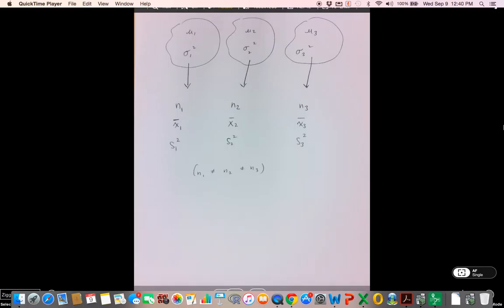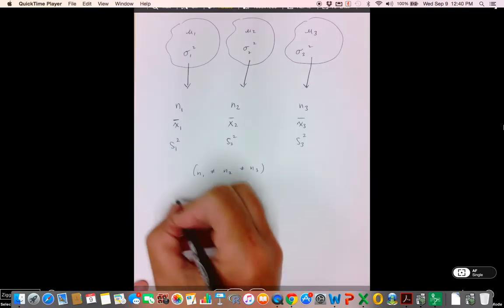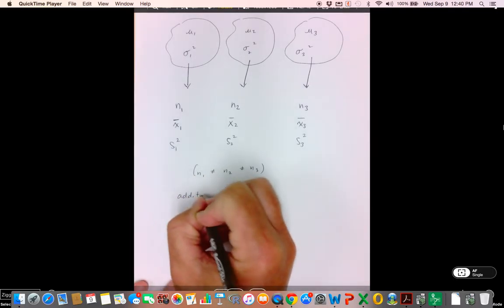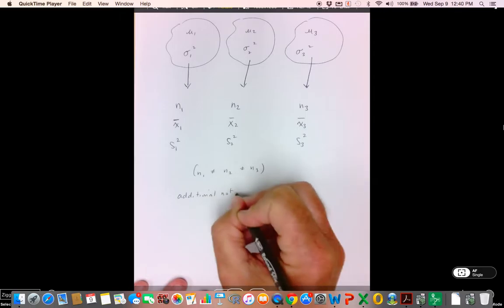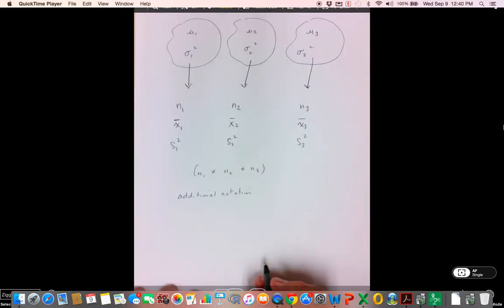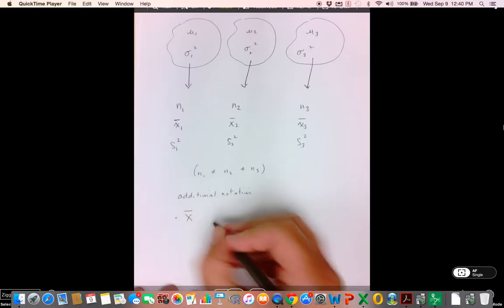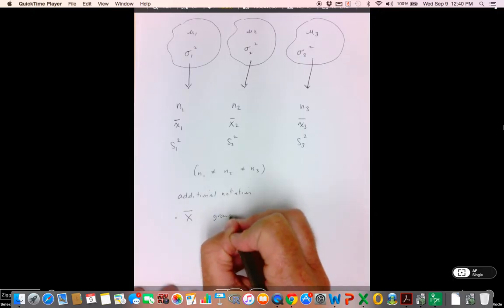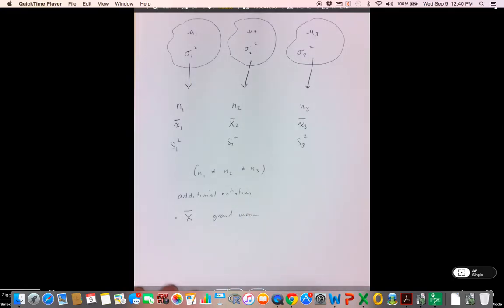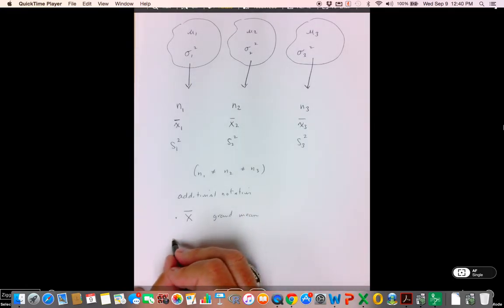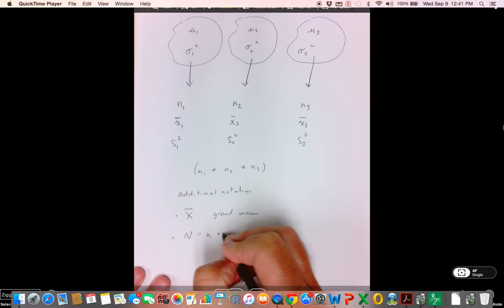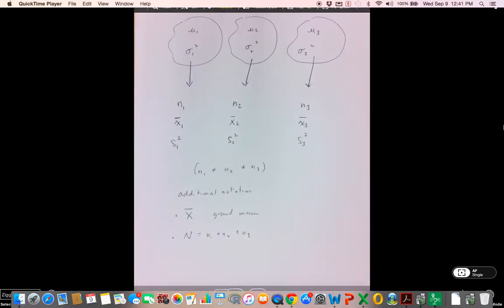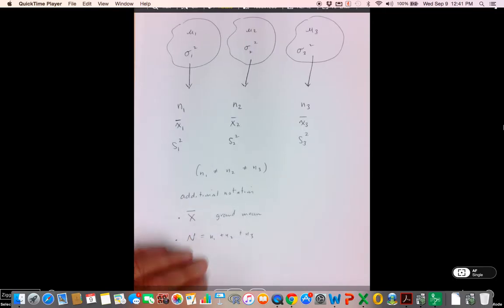Some additional notation that we have. The capital X bar is the grand mean, so that would be the grand mean of all the samples. And of course, we have to use the weighted mean there. We talked about capital N being the sum of all the sample sizes. All right, let's see how this all works out.